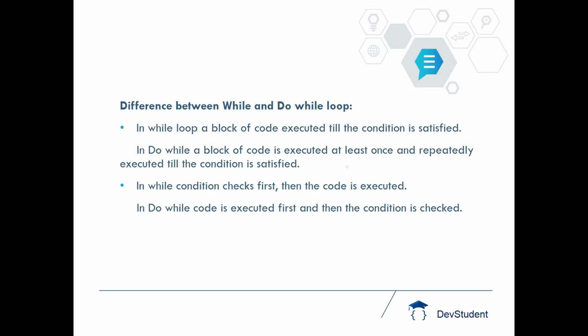And the second difference is in while, the condition is checked first, then the code is executed. In do while, the execution is taken first, then the condition is checked. Because of this reason, we say that in do while the code is executed at least once, whereas in while loop we can't say whether it gets executed or not. It is based on the condition.